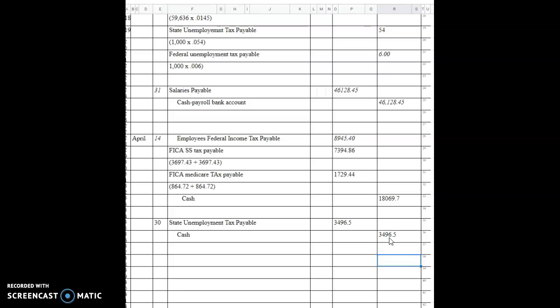All right, so we have that one done, and then our last one for activity 84B is going to be on the 30th again. So we're issuing a check to Coast Bank for the deposit of federal unemployment tax payable for January, February, and March. So it's going to look like the above, except we're going to say federal unemployment tax payable in the amount of $516, and we will credit our cash for that same amount.